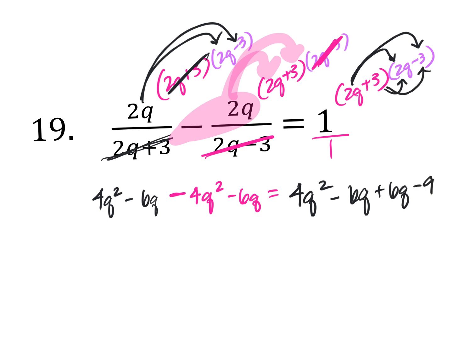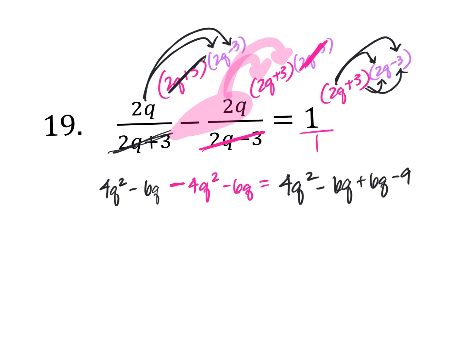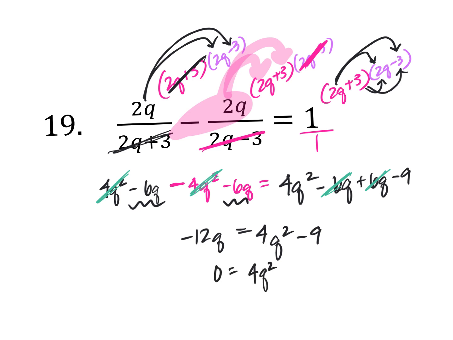Sorry, I heard you say that a while ago, and I didn't know where that came from, and now I see it. Does anything cancel? 4q squared minus 4q squared. What about these negative 6q plus 6q? Now that nothing else cancels, let's combine them. We have a negative 12q equals 4q squared minus 9. Can we throw that 12q on the other side?